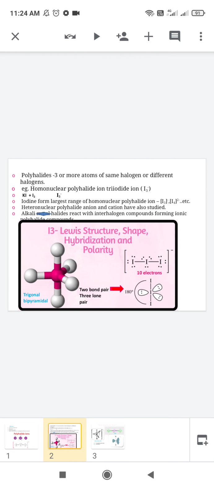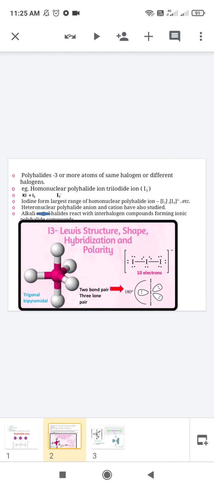And the iodine forms the largest range of homonuclear polyhalide ions. It forms I3 minus, and similarly I4 2 minus, I5 minus, I7 minus, etc. So a large variety of homonuclear polyhalides can be formed by the iodine, but we cannot prepare F3 minus ion, and we can also prepare Cl3 minus ion and Br3 minus ion.